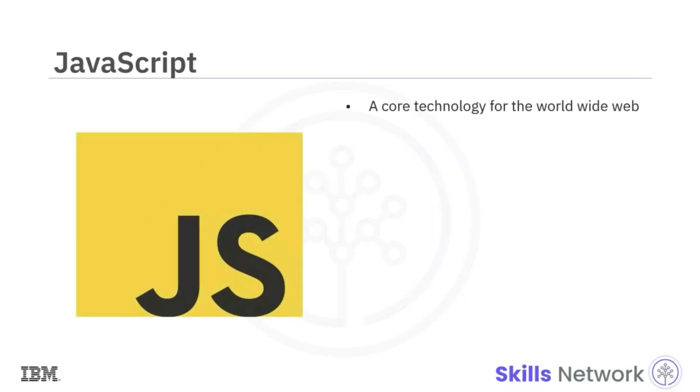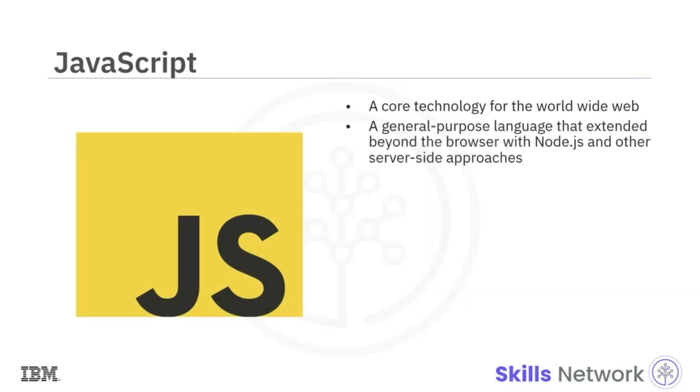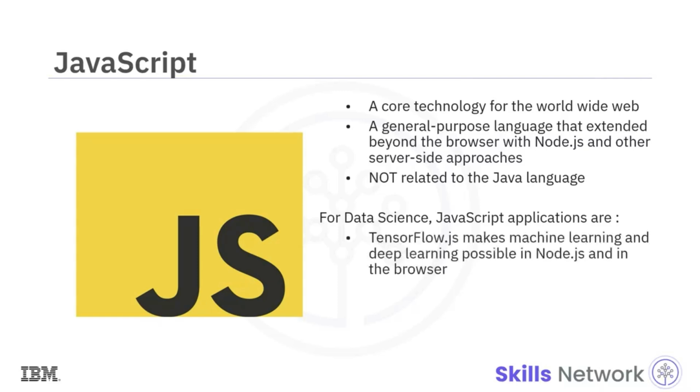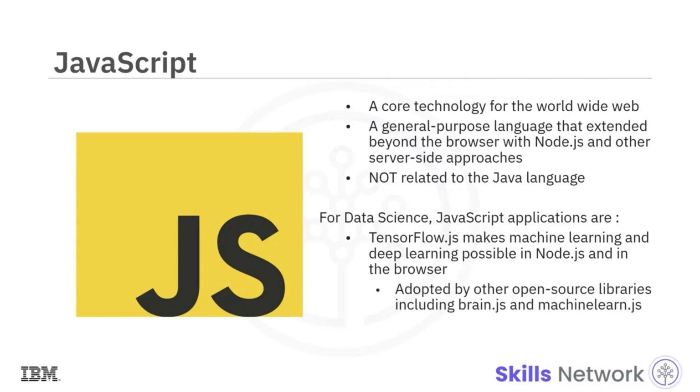A core technology for the World Wide Web, JavaScript is a general-purpose language that extended beyond the browser with the creation of Node.js and other server-side approaches. JavaScript is not related to the Java language. For data science, undoubtedly, TensorFlow.js is the most popular implementation. TensorFlow.js makes machine learning and deep learning possible in Node.js as well as in the browser. TensorFlow.js was also adopted by other open-source libraries including Brain.js and MachineLearn.js.